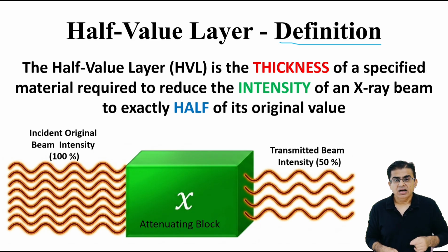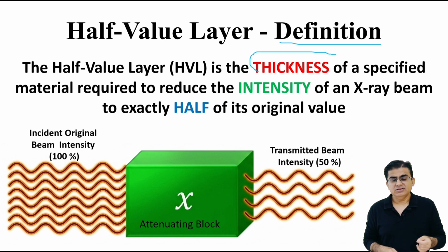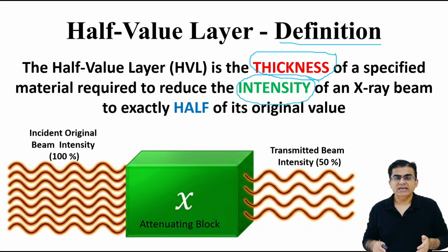Once again, half value layer is defined as the exact thickness of a specified material required to reduce the intensity of an X-ray beam to exactly half of its original value.